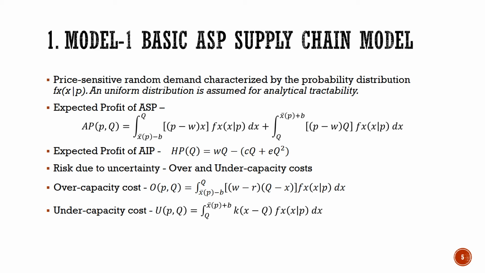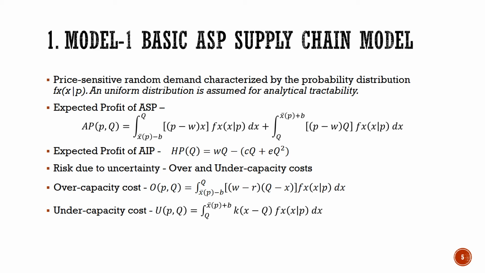For another equation, while developing the equation for AIP, the revenue of the application infrastructure provider equals the computer capacity ordered by ASP, which is Q, multiplied by the unit capacity price W. The cost structure of AIP has two components consisting of the per unit cost of the computer capacity described by parameter C and the diseconomy of scale cost parameter E. These are related to the management of infrastructure.